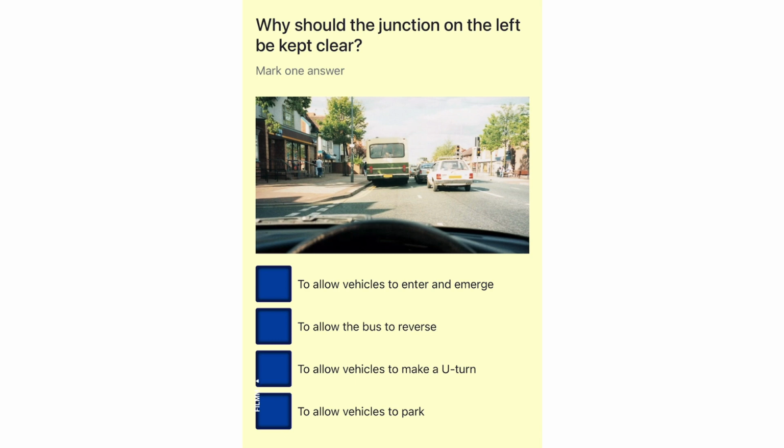Why should the junction on the left be kept clear? To allow vehicles to enter and emerge. To allow the bus to reverse. To allow vehicles to make a U-turn. To allow vehicles to park.